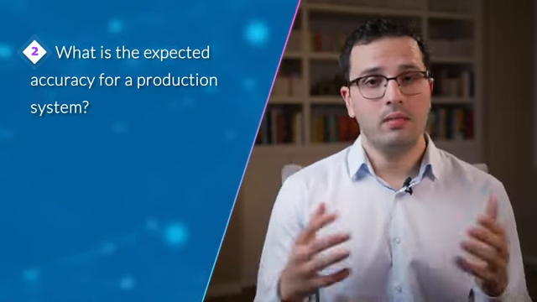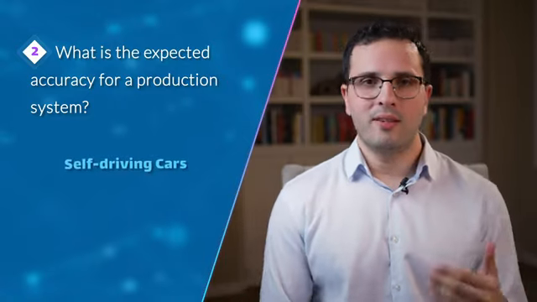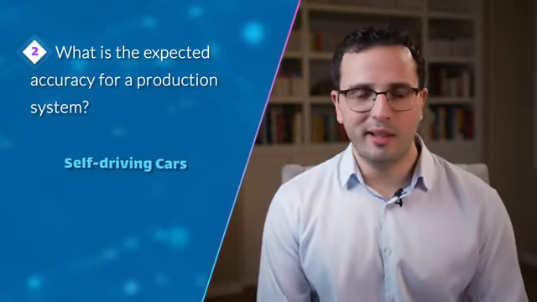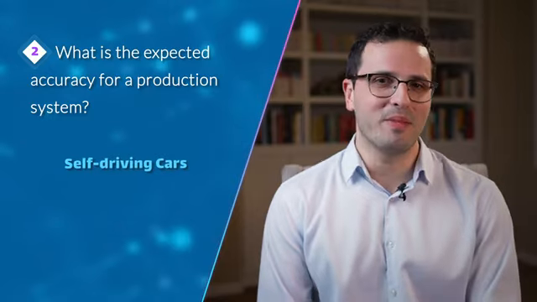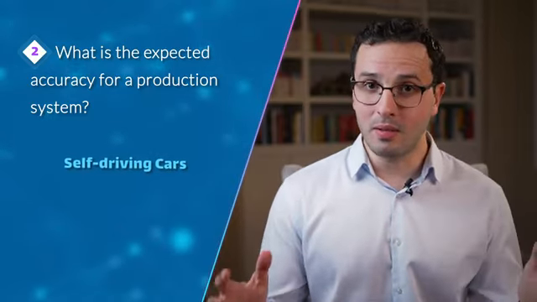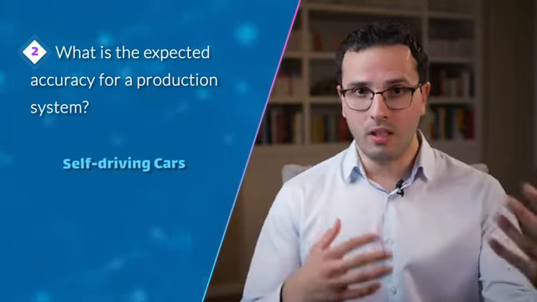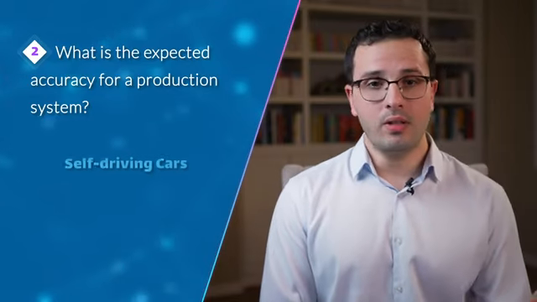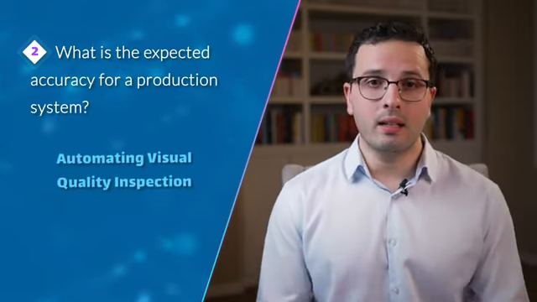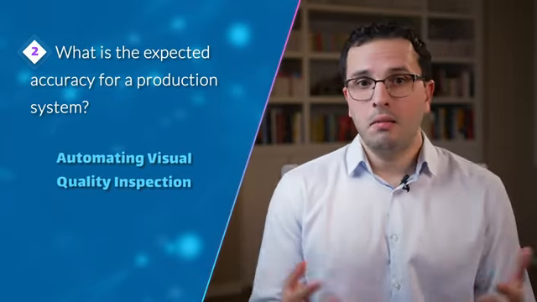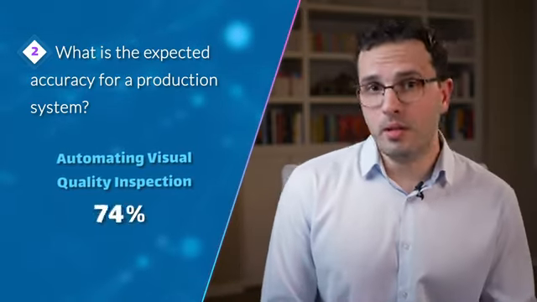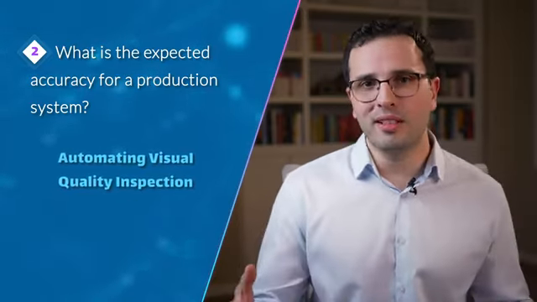Sometimes that's enough, sometimes it's not, depending on the use case. For self-driving cars, for example, you can't really go with that. You have to hit like 99.999% or something for your perception systems because it's really vital for those cars to see what's on the road, right? While for other use cases, let's say automating visual quality inspection for industrial use cases, maybe for your use case, you can just go with 80% accuracy, right? It can save you a lot of time.